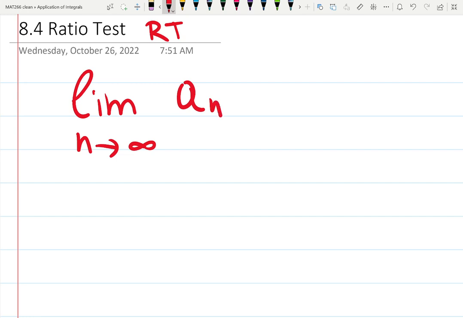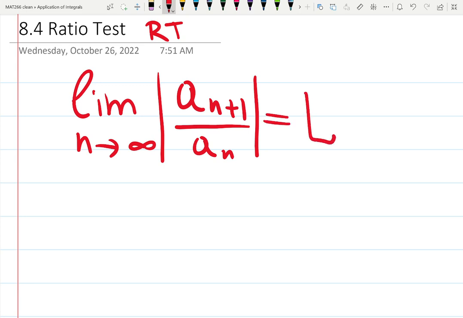The ratio will be every next term, a sub n plus 1, over the previous term, a sub n. We don't care about the signs, so let's put an absolute value, not to care about negative signs. And we call this limit L. And based on what L is, we're going to have a conclusion.